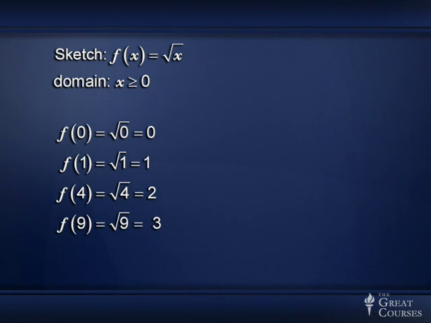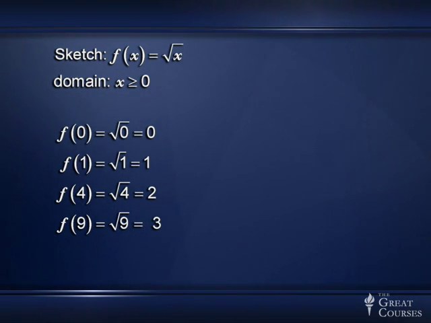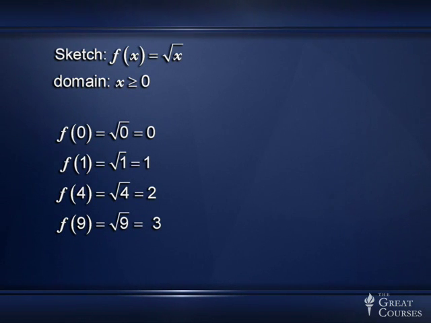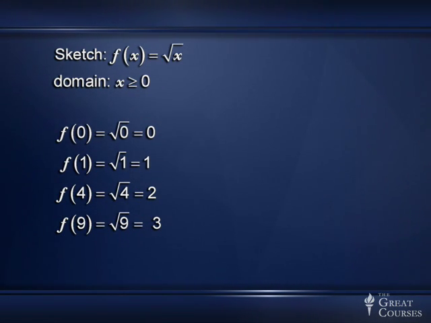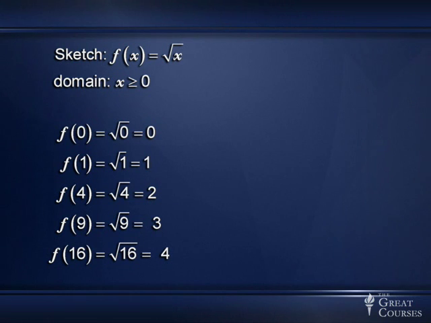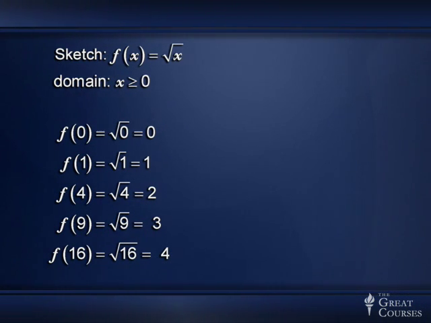f of 9 equals the square root of 9, which is 3, and again, I've jumped to x equals 9, because it's a straightforward value to plug in. So I know that the point 9, 3 would be on the graph. And lastly, if I plugged in 16, which is also a perfect square, f of 16 is the square root of 16, which is 4.